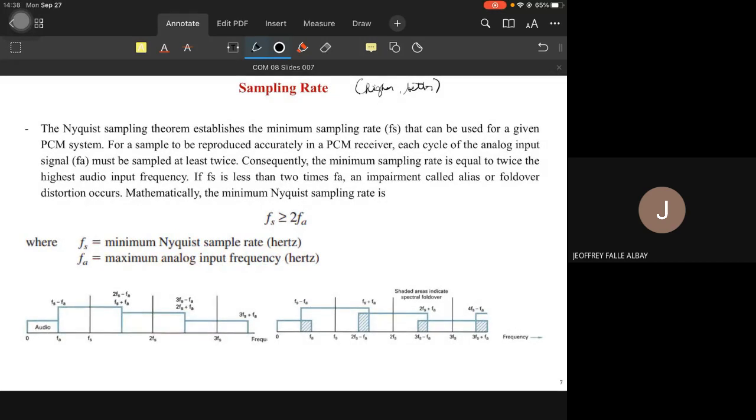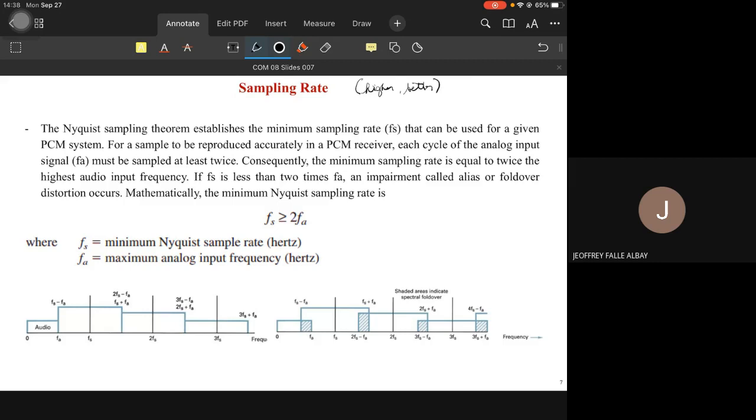The Nyquist sampling theorem establishes the minimum sampling rate that can be used for a given PCM system. For samples to be reproduced accurately in a PCM receiver, each cycle of the analog input signal must be sampled at least twice. Twice the input analog signal. Kung pila ang given frequency or highest frequency sa analog signal, i-times 2 lang nato siya.